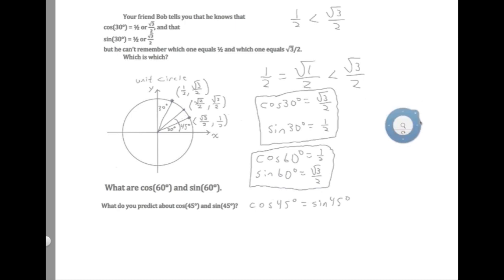So you should be able to see here that 1/2 is the same as square root 1 over 2. And clearly that's less than square root 2 over 2. And clearly that's less than square root 3 over 2. So you can see that this is the smallest of the three numbers, then this is in the middle, and this is the biggest. And you can see that from the picture. Here we have the smallest y-coordinate of 1/2, then a bigger y-coordinate of root 2 over 2, and the biggest y-coordinate of root 3 over 2. Or here we have the smallest x-coordinate of 1/2, a bigger x-coordinate of root 2 over 2, and the biggest x-coordinate of root 3 over 2.